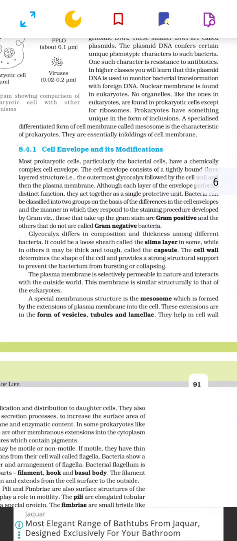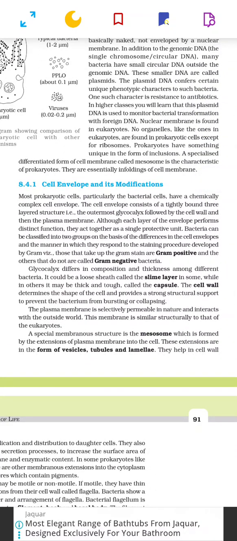Cell envelope and its modification. Most prokaryotic cells, particularly the bacterial cell, have a chemically complex cell wall. The cell envelope consists of a tightly bound three-layered structure, that is the outermost glycocalyx, followed by the cell wall and then the plasma membrane. Although each layer of the envelope performs a distinct function, they act together as a single protective unit.